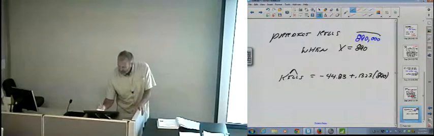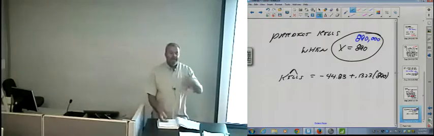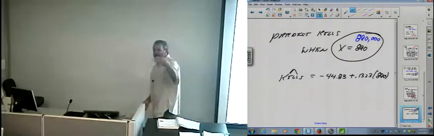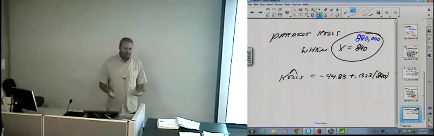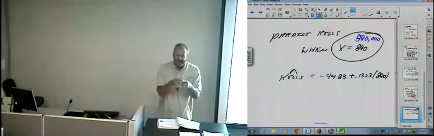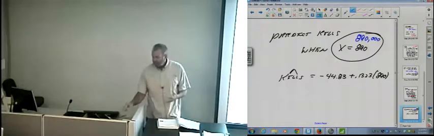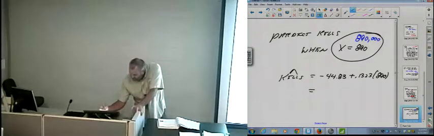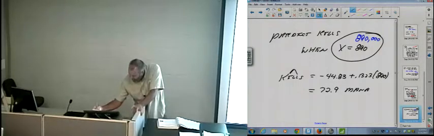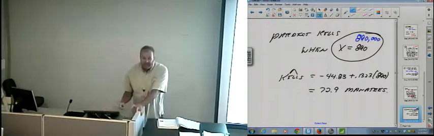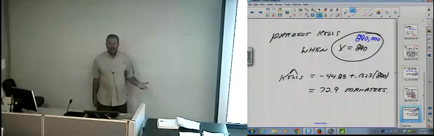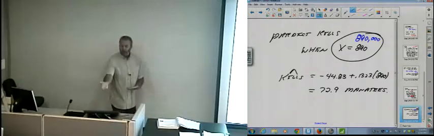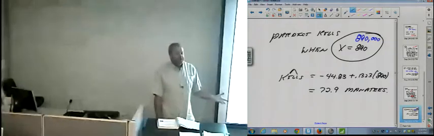Does everybody understand what I did here? Why the book asked me about 890,000, why I'm using 890? Because it's in thousands, right? That's the way the data was recorded. And when you see 890, that means 890,000. It's in thousands of boats. So I'm going to get here. What do you get this time, Tyler? 72.9. So the line is predicting 72.9 manatees to be killed if there are 890,000 boats registered.